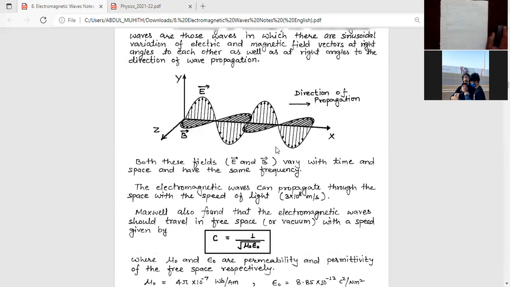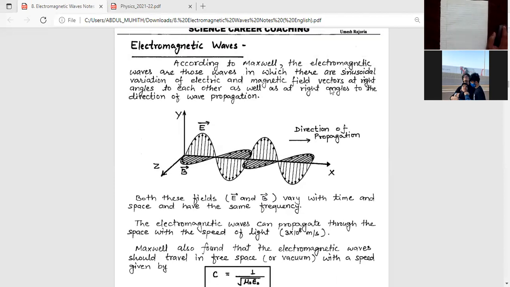Coming to this one, see what he says. According to Maxwell, electromagnetic waves are those waves in which there are sinusoidal variations of electric and magnetic field vectors at right angles to each other. That is the reason he explained all this. Maxwell has explained electric and magnetic fields, because in the four equations, one is electric, the second one is magnetic, and the third is electromagnetic. So that's the reason he has explained all four equations.